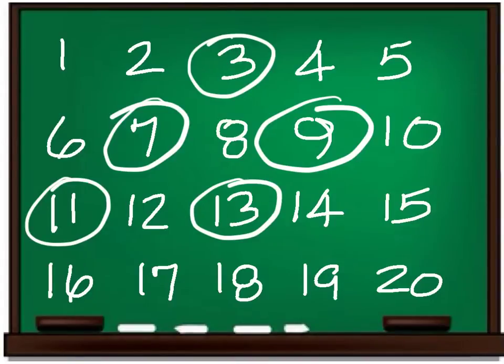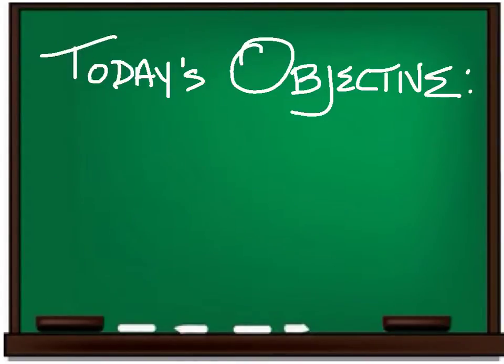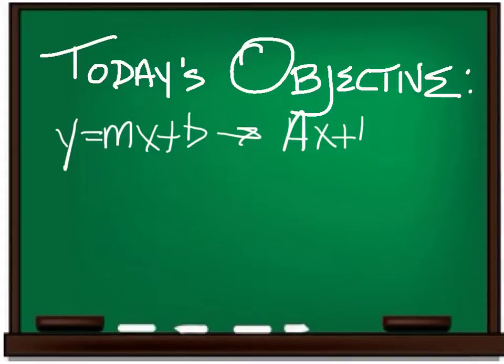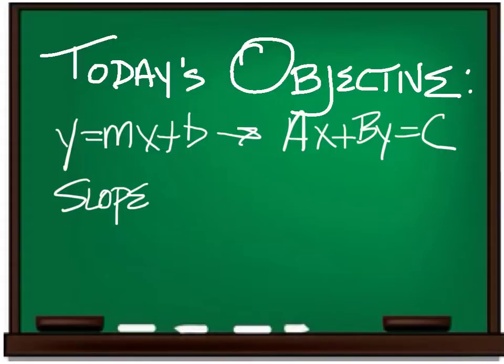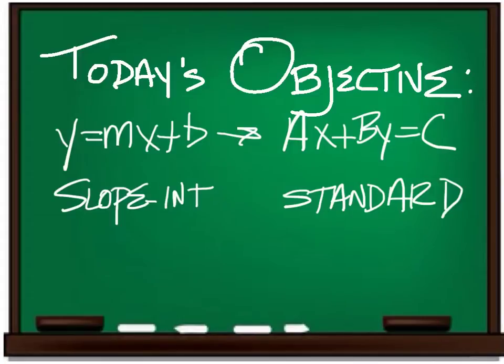Today's objective is to switch from slope-intercept form to standard form. This is slope-intercept form on the left, and on the right, this is standard. And these are just a couple of the ways that you can write an equation in order to graph them or represent a graph. Y equals mx plus b, and ax plus by equals c.